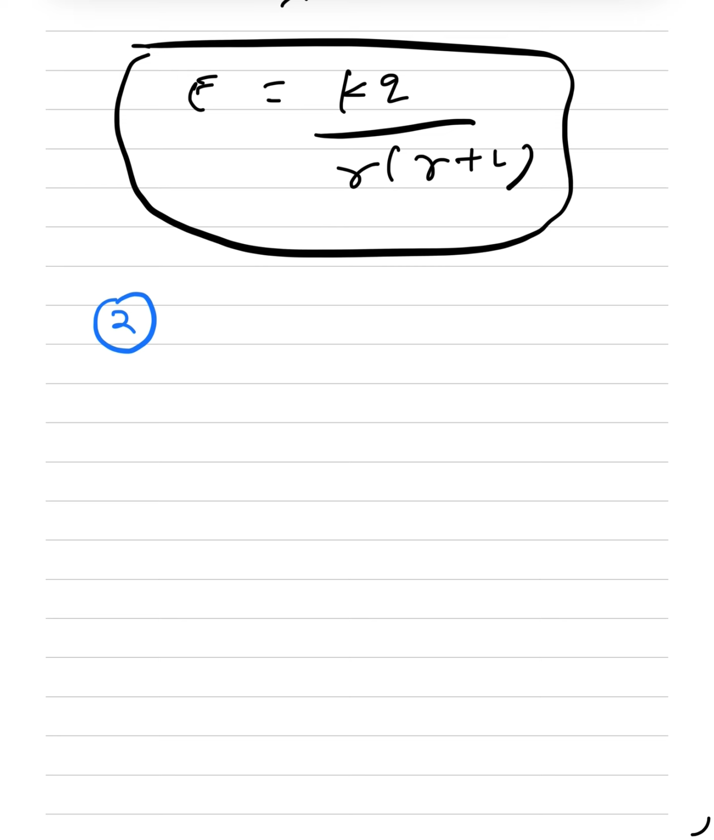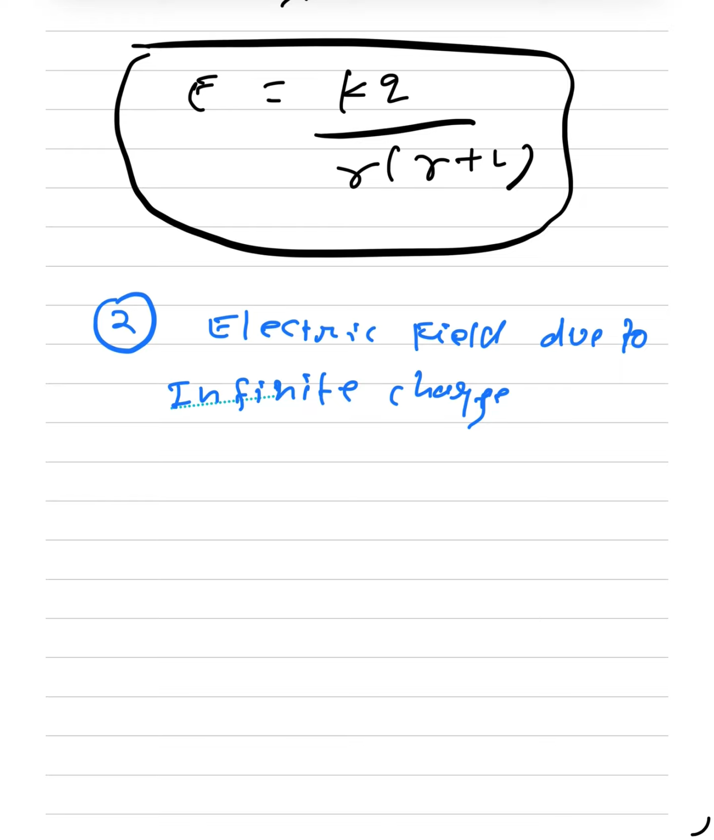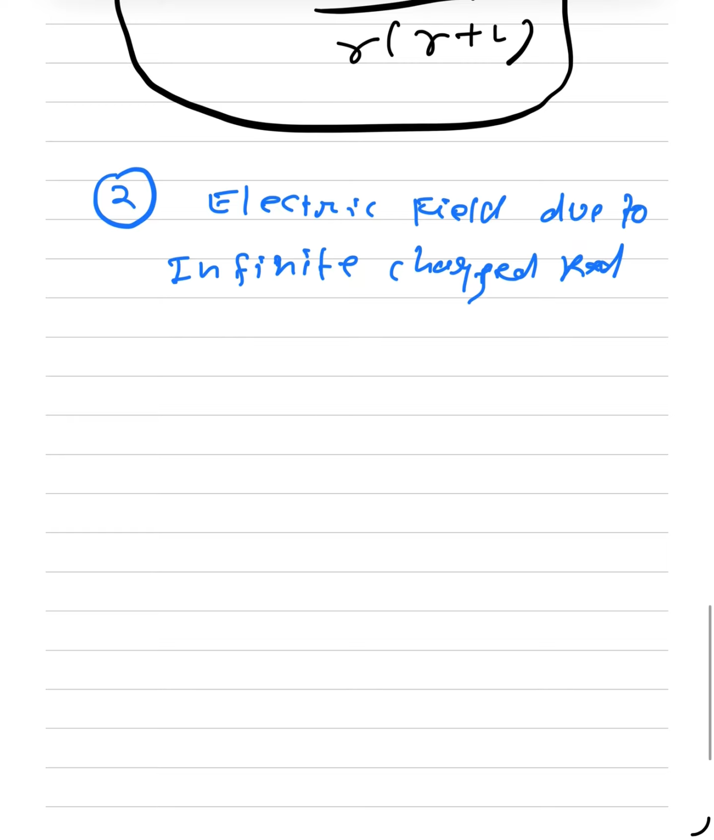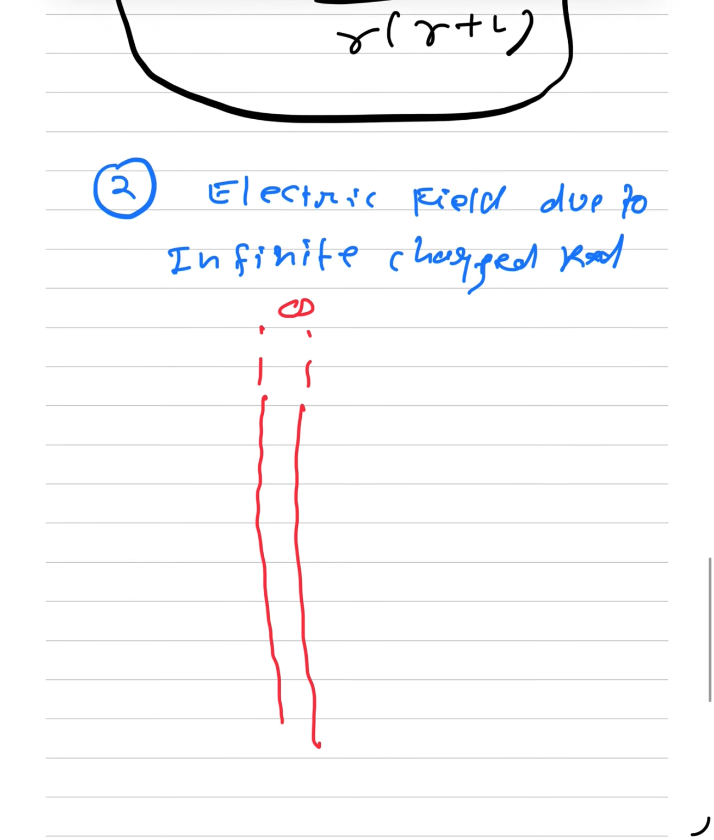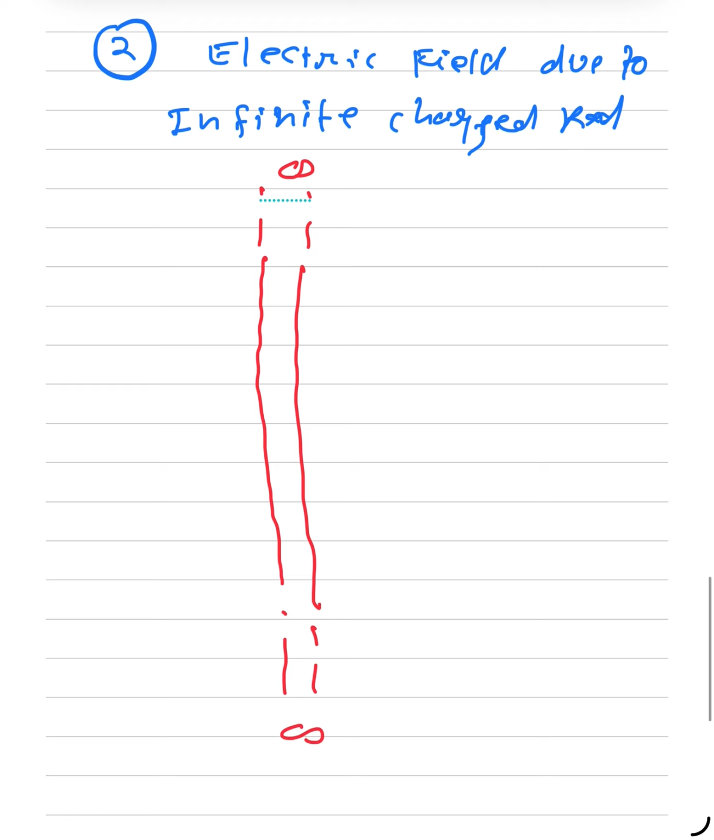Electric field due to an infinite charge rod. Due to infinite. Right. Suppose that this is an infinite charge rod, uniformly charged like this, up to infinity, and the charge is uniformly distributed like this.